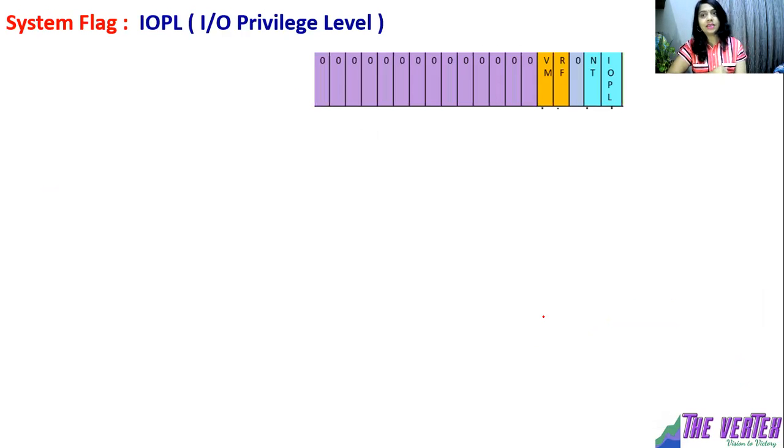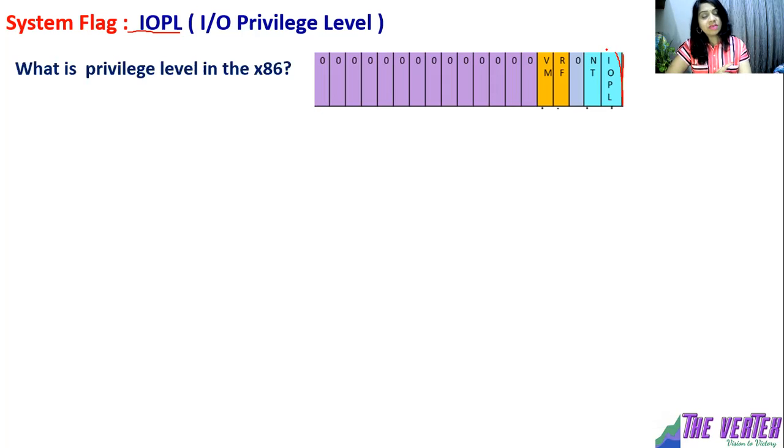Now the next flag is the IOPL flag. The long form of IOPL is input output, sorry, PL stands for privilege level. So privilege level is nothing but a priority level. So where is this IOPL? This is the position of the IOPL flag.